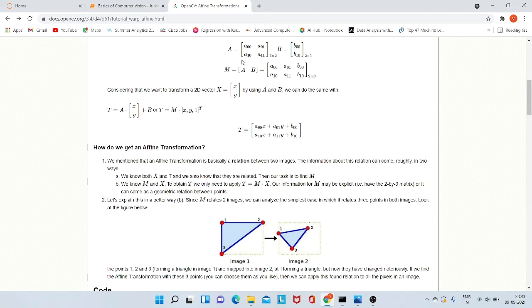So if you could see the shape of the M, then it is 2 cross 3, right? And considering what we want to transform a 2D vector X, here the X is a 2D vector. By using A and B, this is how you can transform. So you can go through the documentation for further understanding. I'll provide the link in the description.